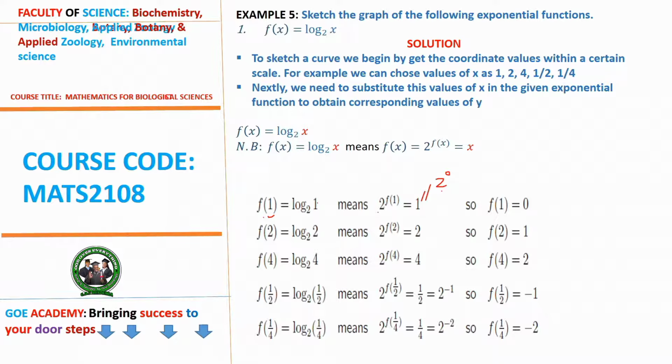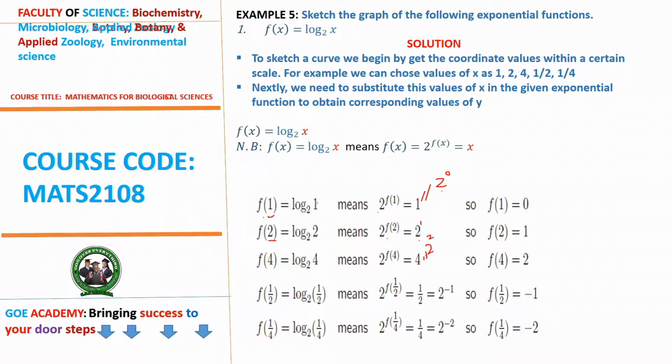Same thing when we have f of 2, that's when x becomes 2, we have log 2 base 2. If you transpose to index form, you have 2 raised to the power f of 2 equal to 2. And any number that does not have a power, you always know the power is 1. Since the bases are the same, we equate the power, so f of 2 equals 1. Same thing with 4. We have 2 raised to the power f of 4 equal to 4. You know that 4 is the same as 2 raised to the power 2. Since the bases are the same, we equate the power, so f of 4 equals 2.